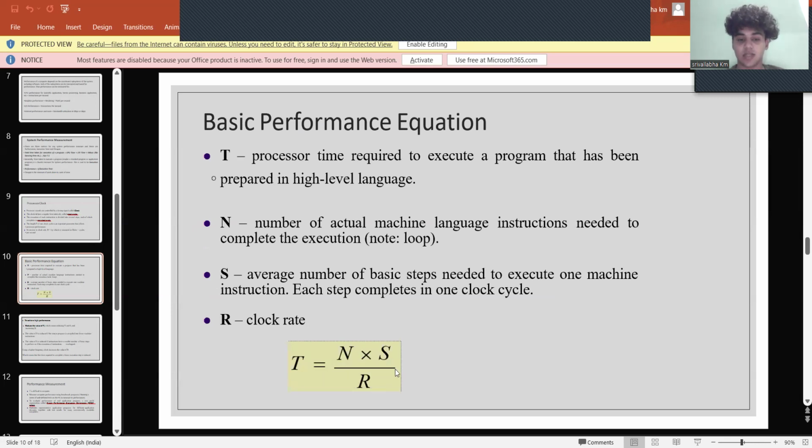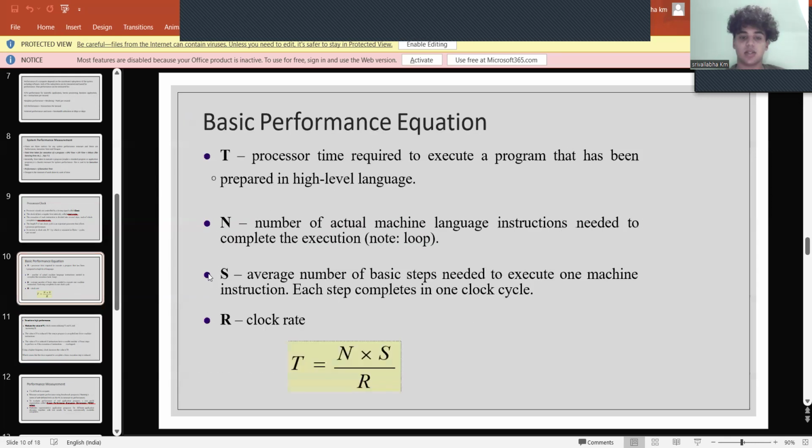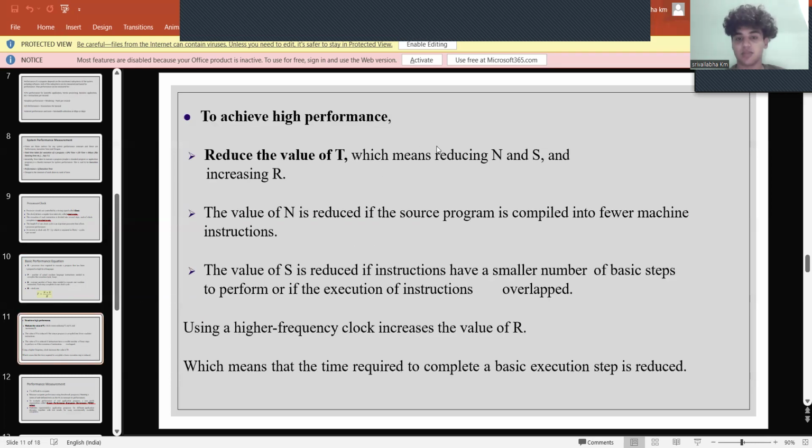T is equal to N into S by R. This is an important formula. You should remember it. And then if we come to the next slide, to achieve high performance, reduce the value of T, which means reducing N and S and increasing R.